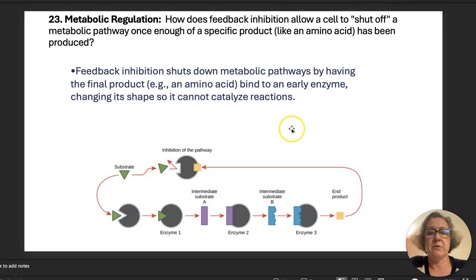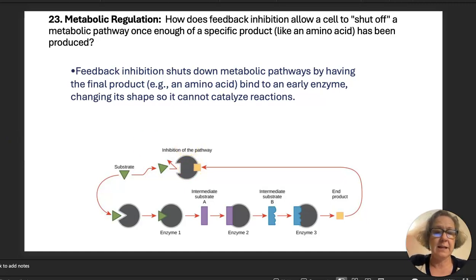Metabolic regulation. How does feedback inhibition allow the cell to shut off metabolic pathways? So essentially, the end product is the path to shut off, right? It attaches to that enzyme. So feedback inhibition shuts down metabolic pathways by having the final product, for example, the amino acid that's being made, actually bind to the enzyme to shut it off. So it can change its shape so it can either catalyze or stop the reaction.